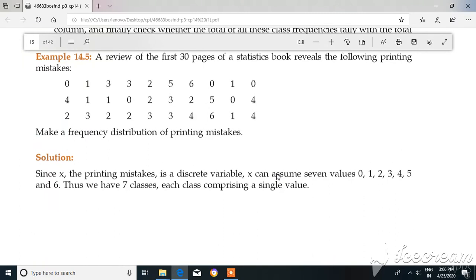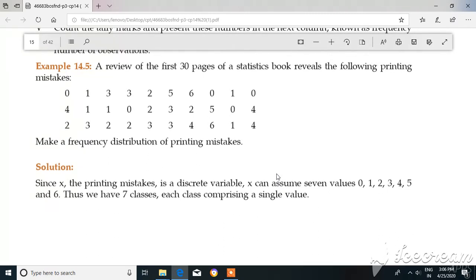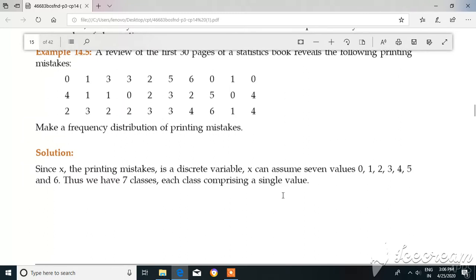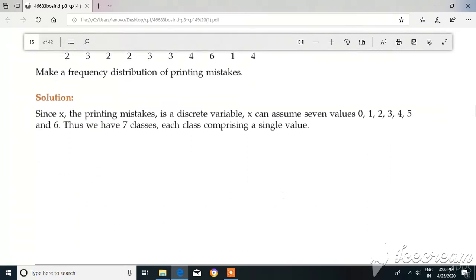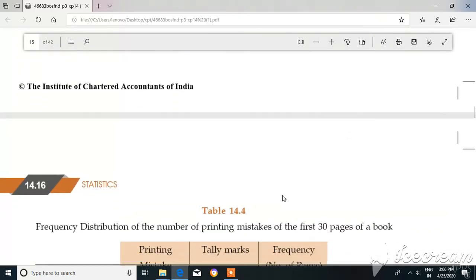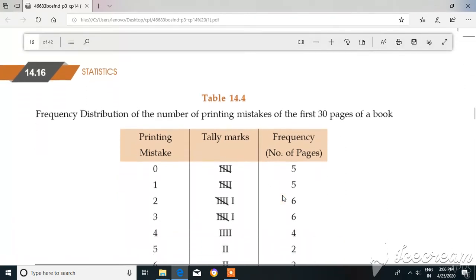So how many classes do we have? We have 0 to 6, a total of 7 classes, and each class comprises a single value. Now we have to represent this data in tabular form. So how do we do this? This can be done something like this.